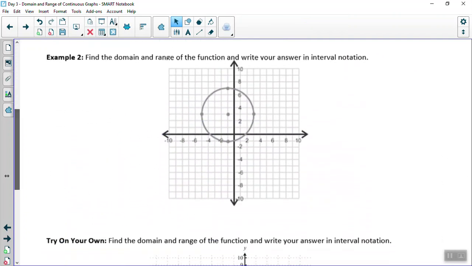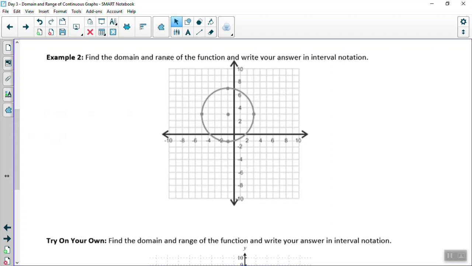All right, so here they want us to find the domain and range of the function and then write our answer in, well, this says interval notation, but we're going to do it in set builder notation. I know all of these say interval notation. We're doing it all in set builder notation.